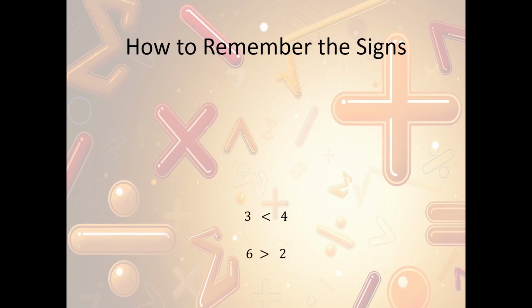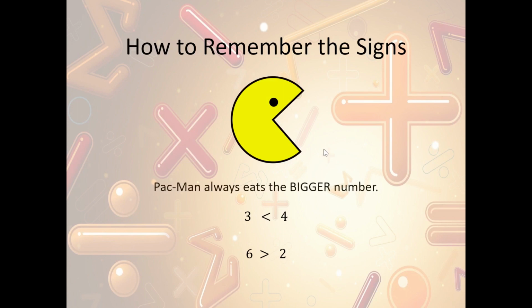Now how can we remember the signs? The easiest way I remember the signs is Pac-Man. So we have Pac-Man here. And Pac-Man's rule is Pac-Man always eats the bigger number. So if you notice, Pac-Man's mouth forms that arrow shape that we just talked about. So it forms the symbol.